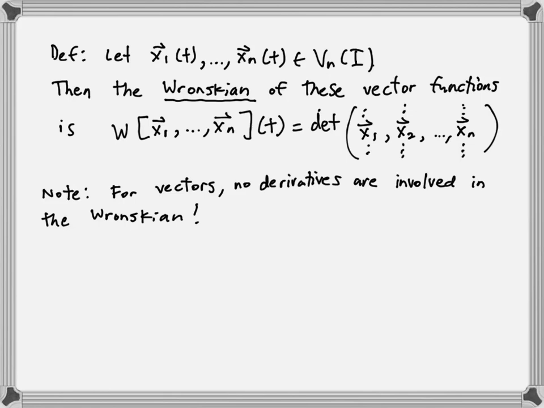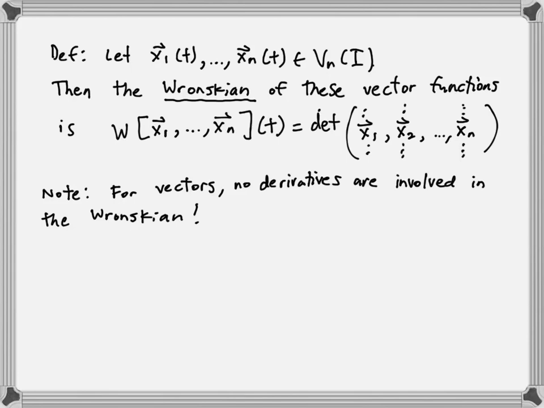Okay, this is important. You can take the Wronskian of vector functions by just making them columns and doing your determinant. You do not have to take any derivatives. So, what is the conclusion with Wronskian then? Why are they important? Well, you can imagine they usually have to do with linear independence, and it turns out that is still true.